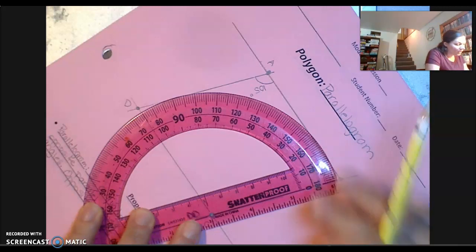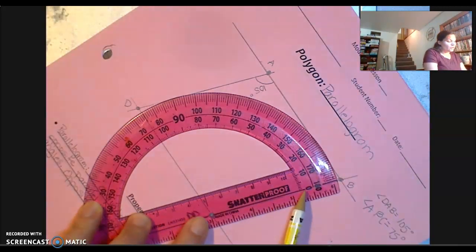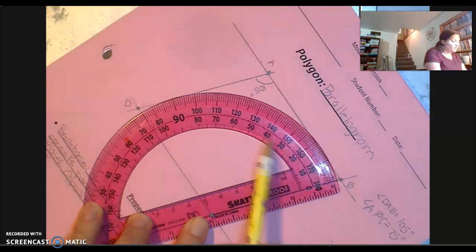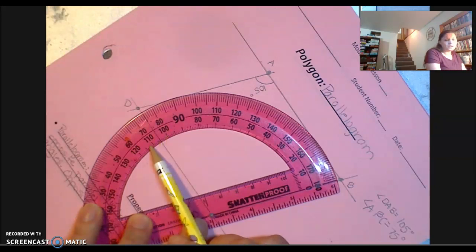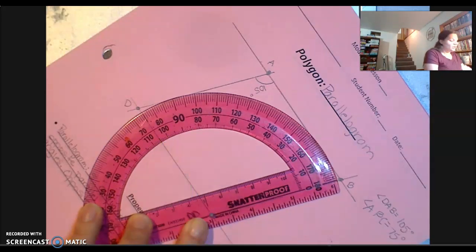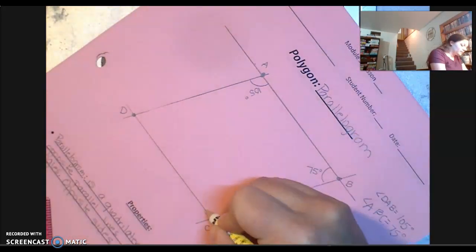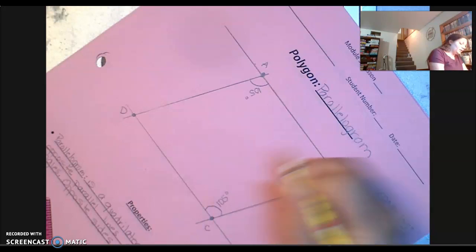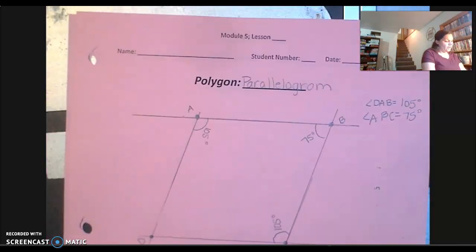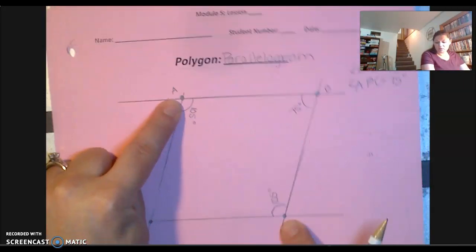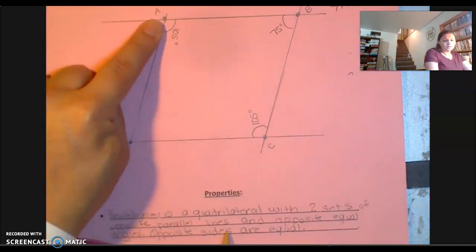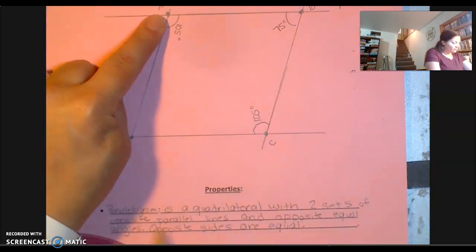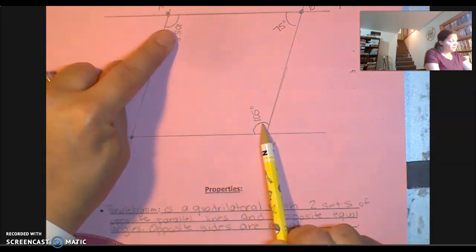This is going to be an obtuse angle, which means it's greater than 90. We go from 0, we count around until we cross this line, and it meets between 100 and 110. So the measurement of this angle is 105 degrees. Hopefully, you just looked at that and realized our opposite angle is equal. That was part of our properties down in the bottom: 2 sets of opposite parallel lines and opposite equal angles. So this is 105, this is 105.